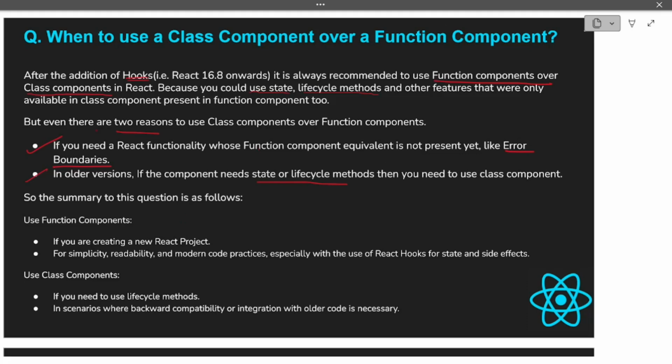Let's summarize this question, because we have discussed a lot in it. First, when should you use functional components? If you are creating a new React project and you don't have any dependency, please go ahead and freely make use of functional components. Next, for simplicity, readability, and modern code practices, especially with the use of React hooks for state and side effects. The major features in a React app are state management and lifecycle methods, functionality which is already being provided by React hooks. So please make use of functional components for all those cases.